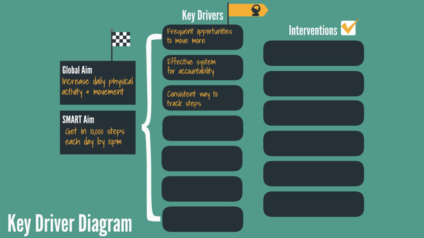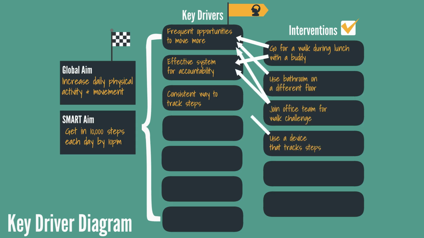An example intervention would be to go for a walk during lunch. Since this intervention is an opportunity to move, draw an arrow to that key driver. If you find a buddy to walk with you, you would draw a second arrow to the second key driver because it also creates an effective system for accountability. Continue brainstorming interventions that connect to your key drivers until you run out of ideas.